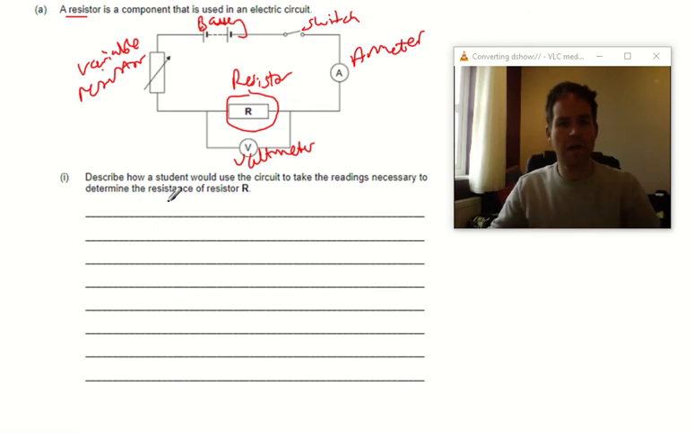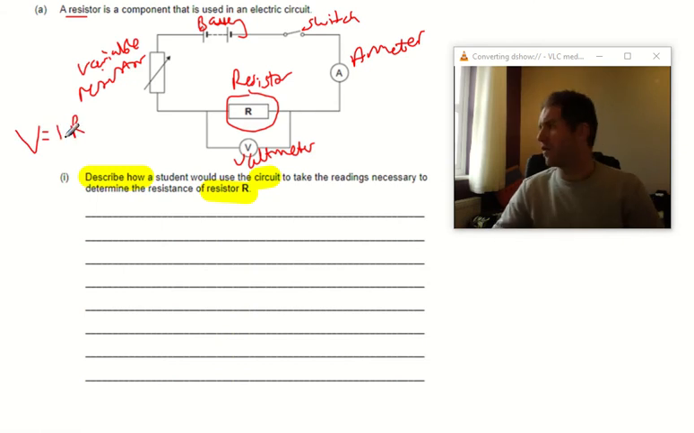Okay, describe how the student will use the circuit to make readings necessary. So use this circuit, make readings necessary to determine the resistance of R. Okay, the resistance of R. Now, okay, we've got V equals IR. I'm going to put that there as an understanding.